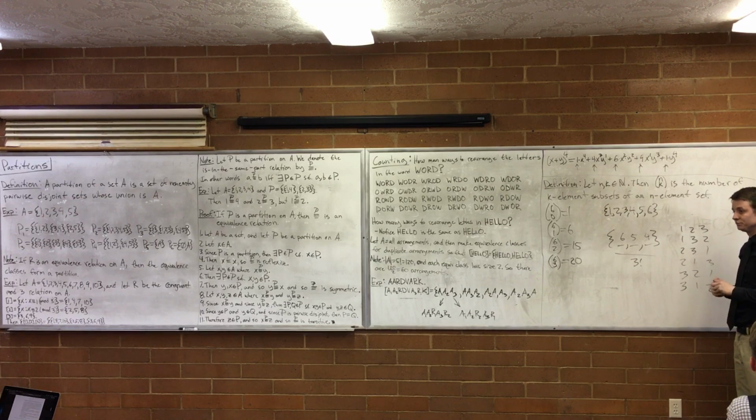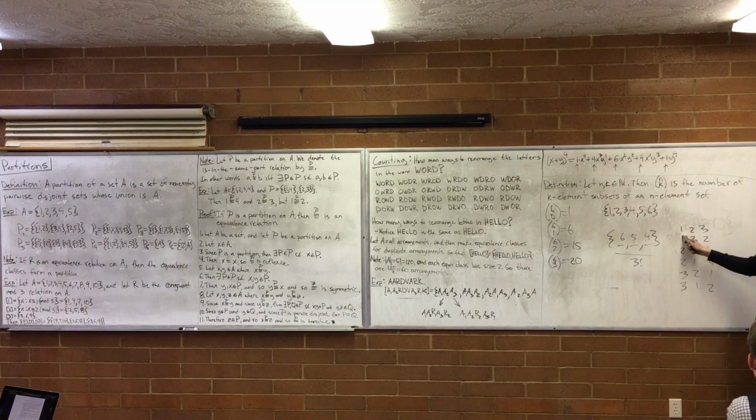So why is it 3 factorial? That's how many of these there are, 6. 6, 3 factorial, same thing. Why 3 factorial? There were 3 ways to arrange this one, 2 ways to arrange this, 1 way to arrange this. It's counting the arrangements of the exact same set.